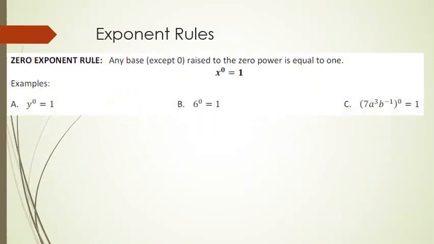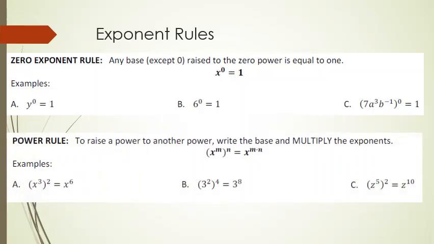Next up, we have the zero exponent rule. Anything raised to the power 0 is 1. X to the 0, 1. Y to the 0, 1. 6 to the 0, 1. All those numbers and letters, parentheses, to the 0, 1. Very simple rule.